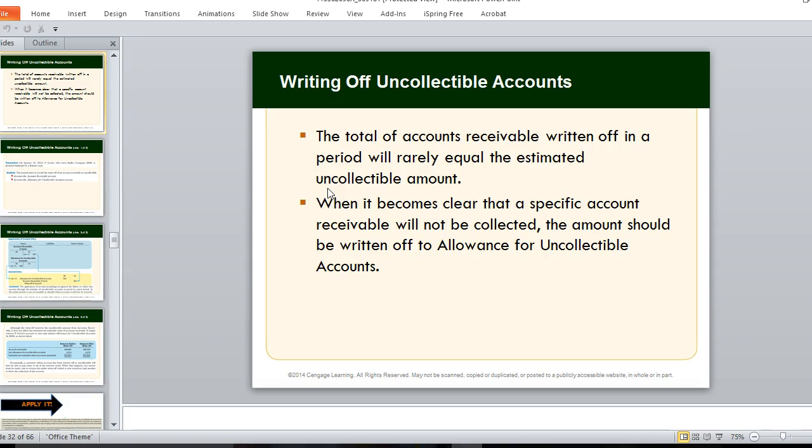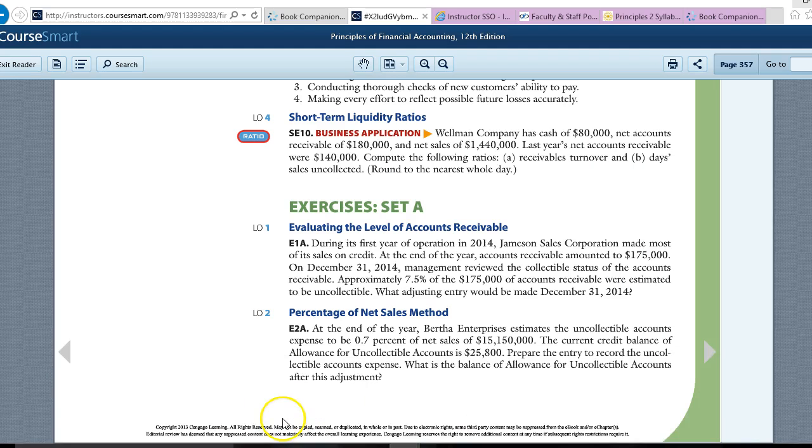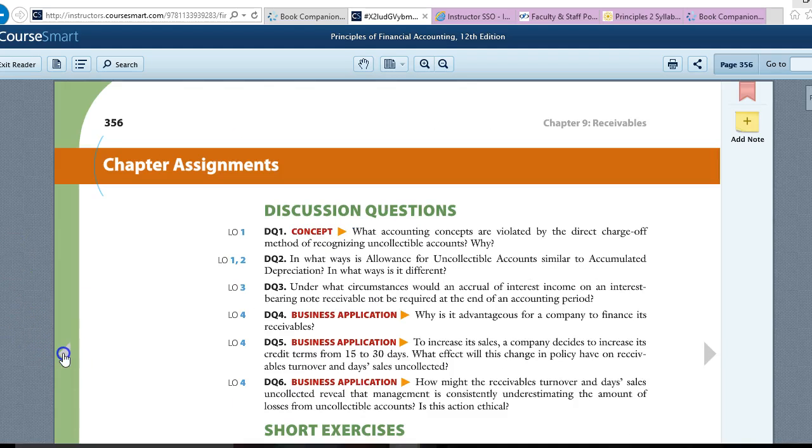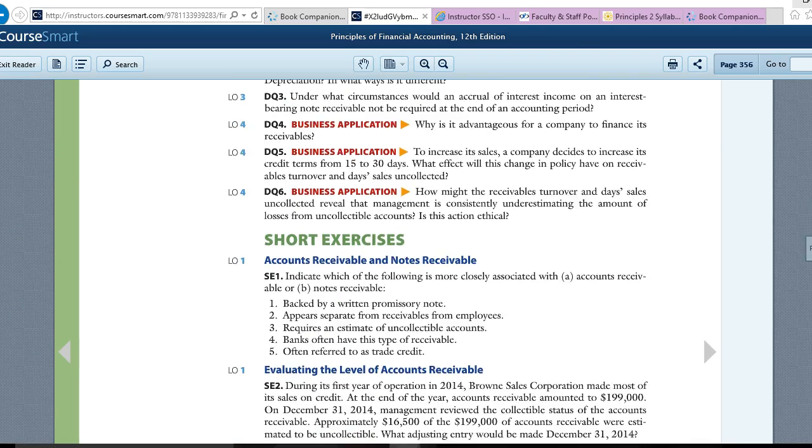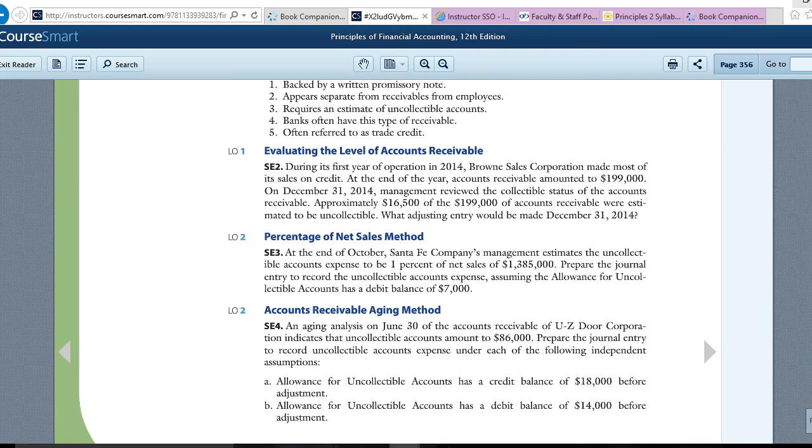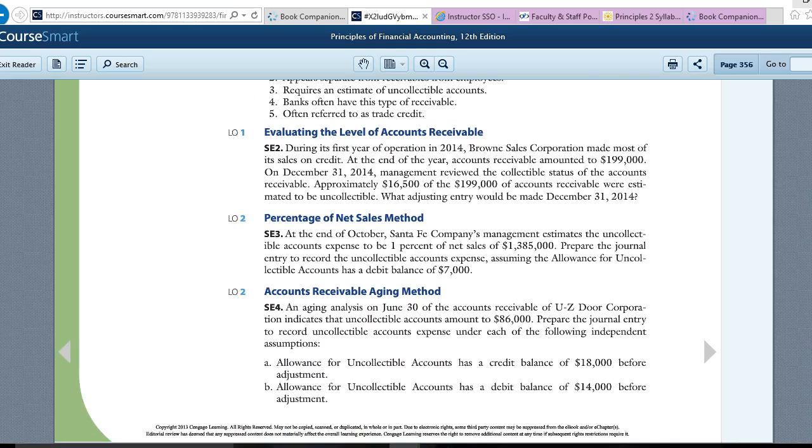Now, what I want to do, let's go back to the book. Let's do a couple of these problems, okay? Y'all cool with that? Let's take SE4.